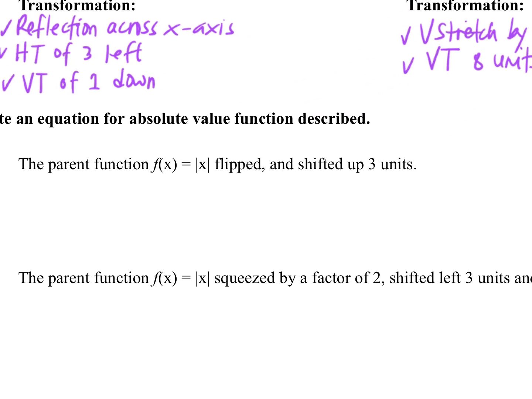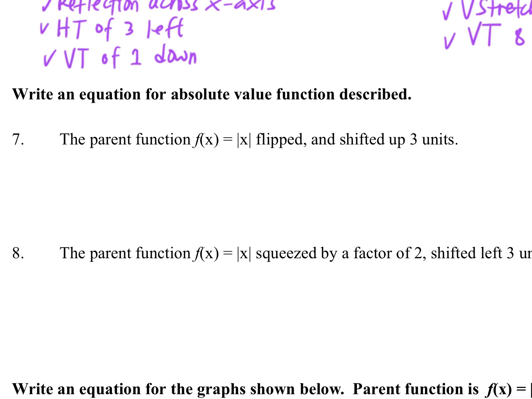Okay, next one. Write an equation for the absolute value function described. Number 7. The parent function f of x is equal to the absolute value of x flipped and shifted up 3 units. When it says flip, it's a reflection. It's going to be a negative. And shifted up means plus 3.